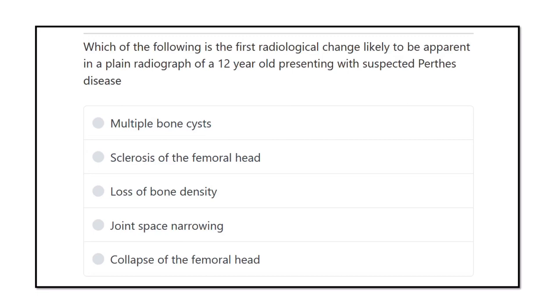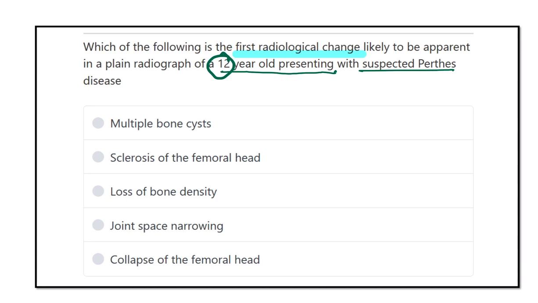Which of the following first radiological changes is likely to be apparent in a plain radiograph in a 12-year-old presented with suspected Perthes disease? So it is a direct question that a boy or a patient who is 12 years old and a suspected case of Perthes disease. So what may be the radiological changes, or what are the findings of the X-ray?